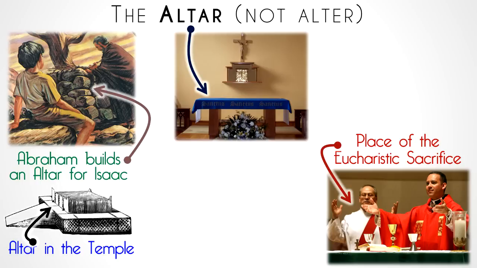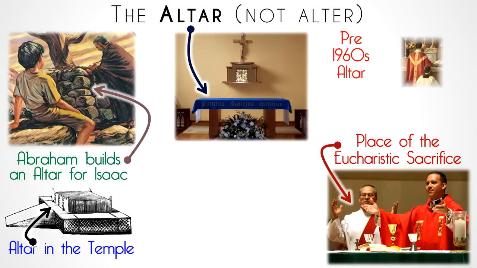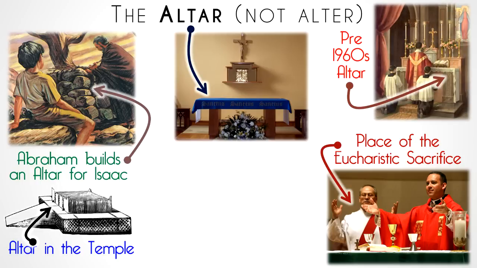Before the Second Vatican Council in the 1960s, the altar was placed up against the back wall as the priest faced the same direction as the congregation during the Eucharistic prayer. This meant people would only see the priest's back at this time. Since the 1960s, the altar has been moved forward so that the priest can face the congregation.